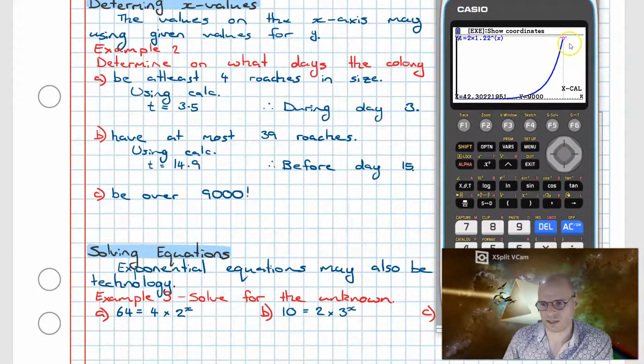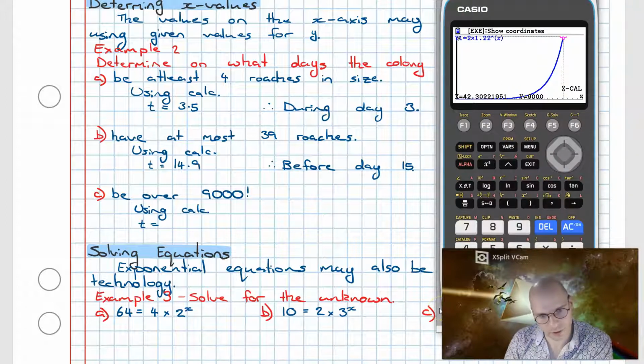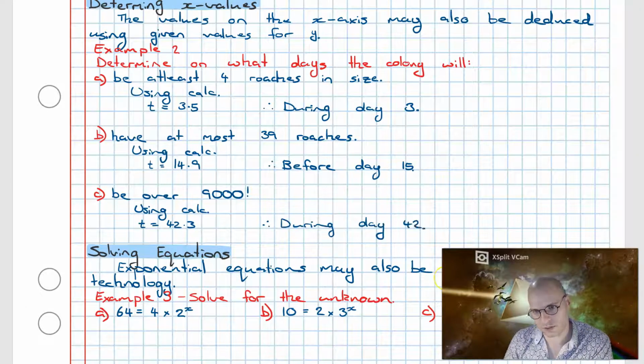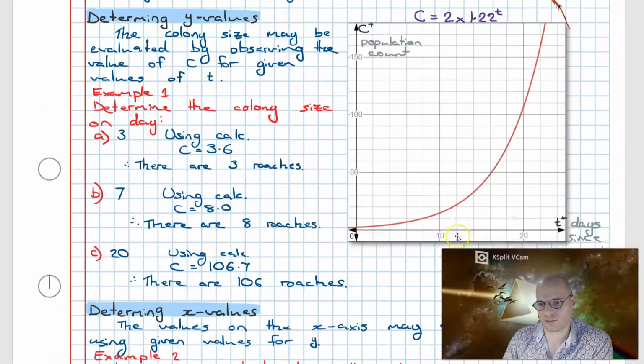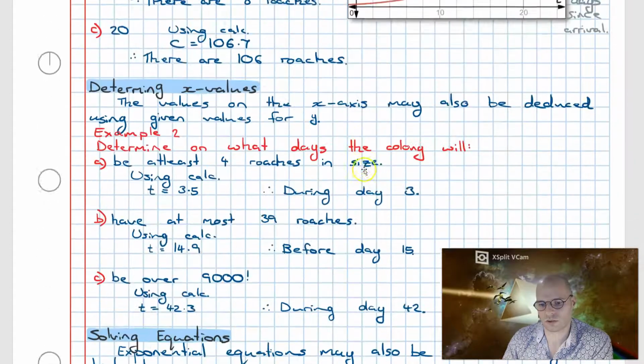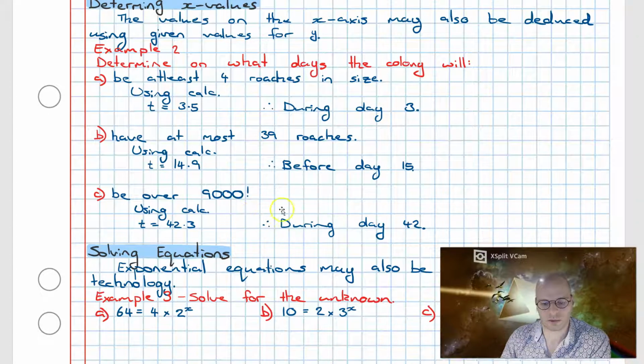And what you can see is that the roach population will reach 9,000 on day 42. So to be over 9,000, we need to get to day 42.3. So it's going to happen on day 42. So it's going to go over 9,000. So that's how we'd get values for our horizontal axis when we're given values on our vertical. This one here being a bit contentious in that we have to modify our V-Window.